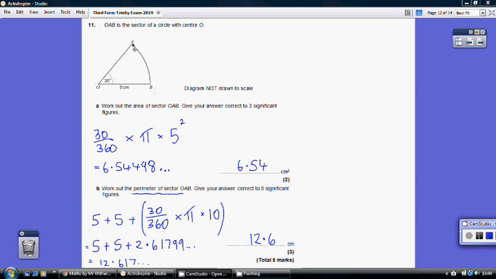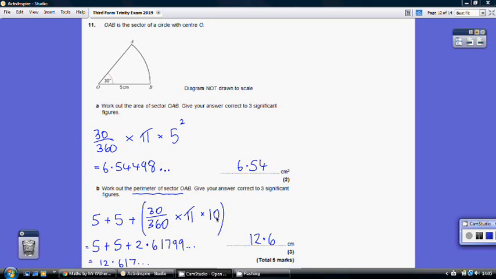Now the length of the arc AB, that's similar to part A, that's a fraction of the total circumference of the circle. Now what fraction? It's again 30 over 360. And then how do you work out the circumference of a circle? It's pi times the diameter. Now the diameter of this circle would be 10 as you go all the way from B to O to the other side of the circle. So that's why it's pi times 10.